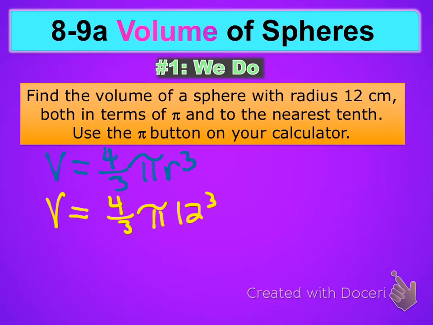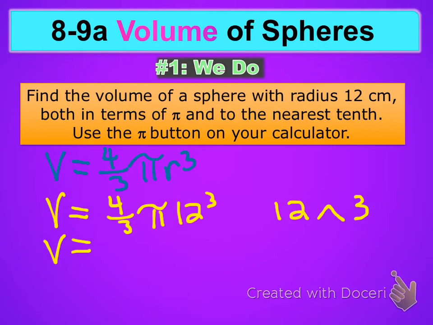When it's asking us to find it in terms of pi, you're going to take the numbers and multiply those out on your calculators. You can do 4/3. I would suggest using the ABC fraction button, put your 4 fraction 3 and then 12 to the third. And remember, when you're doing 12 to the third, you put your 12, then that little upside down V, and then 3. That's how you're going to put 12 to the third in your calculator.